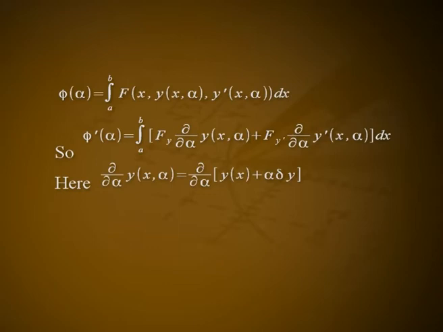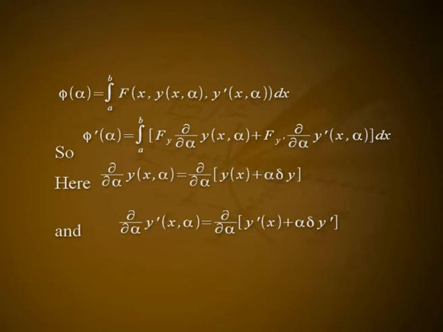We have phi of alpha equal to integral a to b f of x, y of x alpha, y dash of x alpha dx. So, phi dash of alpha equal to integral a to b f_y dou by dou alpha of y of x alpha plus f_y dash dou by dou alpha of y dash of x alpha dx. Here dou by dou alpha of y of x alpha equal to dou by dou alpha of y of x plus alpha into delta y, and dou by dou alpha of y dash of x alpha equal to dou by dou alpha of y dash of x plus alpha into delta y dash.